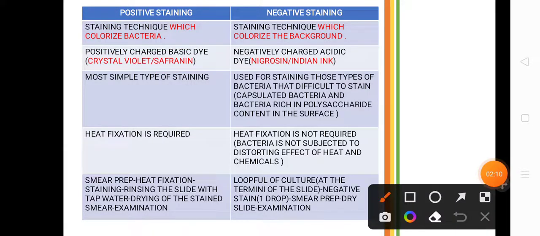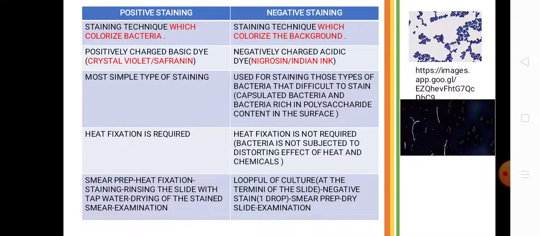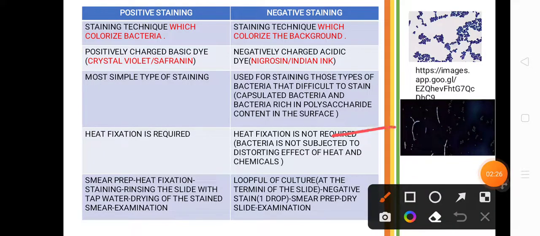On the other hand, the main goal of negative staining is not to stain the bacteria, but instead to stain the background. If I show you the picture of negative staining, then you can understand. This is the picture of negative staining where you can see that bacteria are clearly visualized in white against the dark background, right? So here our main goal is to stain the background.